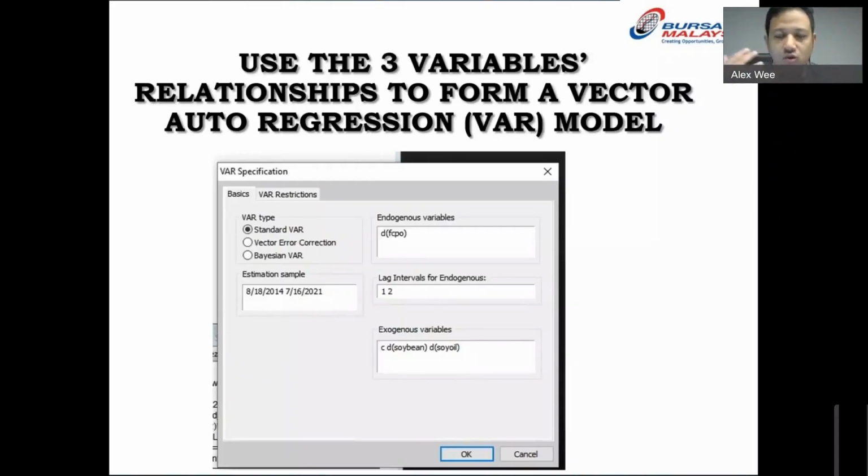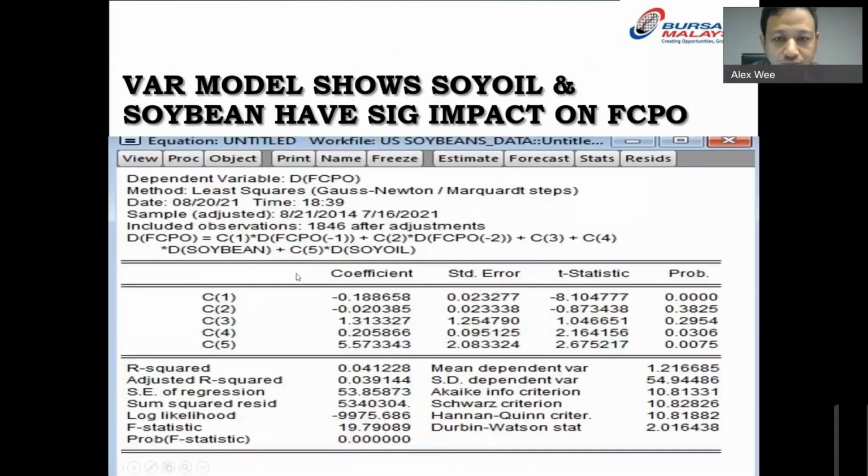So again, back to EViews, using a 3-variable relationship to form a VAR model. Okay, you can come up with what do I have here? Basically FCPO is what I want to predict. And then here I'm using soya bean and soya oil. Okay, soya bean and soya oil. So I created a VAR model using EViews.